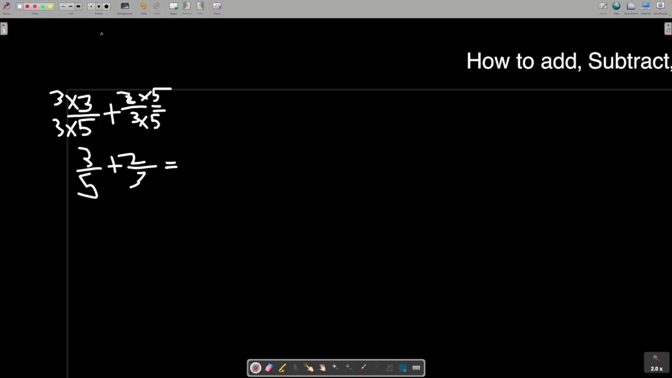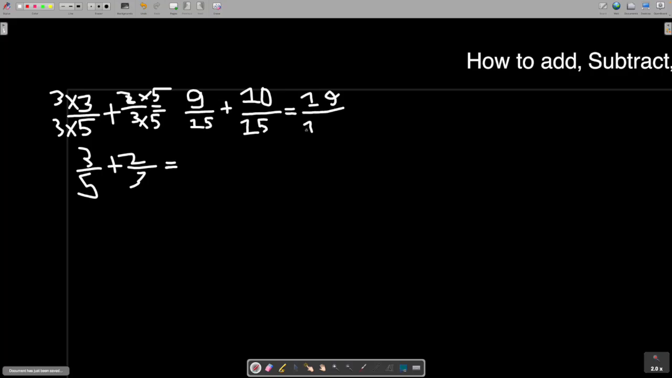There we go. So we have 3 times 3, which is equal to 9, over 3 times 5, that's 15. And then plus 2 times 5, that is equal to 10, and then 3 times 5 is 15. So now we can add the numerators since they are like fractions because they have the same denominator. So 9 plus 10 is 19. So the answer is 19 over 15.